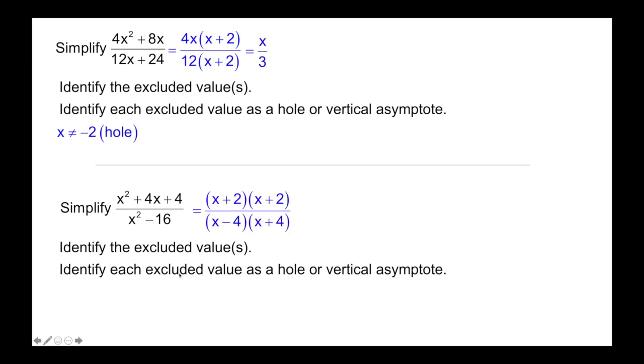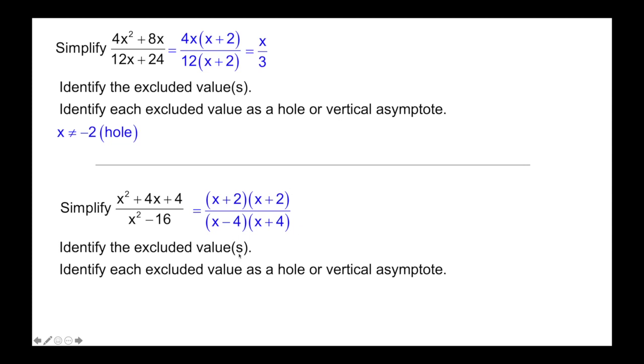And with this one, when I factor x squared plus 4x plus 4, we get x plus 2 twice as our factors. Or you could write that as (x plus 2) in parentheses with the squared on the outside. If I factor this, this is a difference of two squares. I'm going to get x minus 4 and x plus 4. Now in this case, nothing is going to cancel here. I don't have any matching factors top and bottom. So this is actually fully simplified.